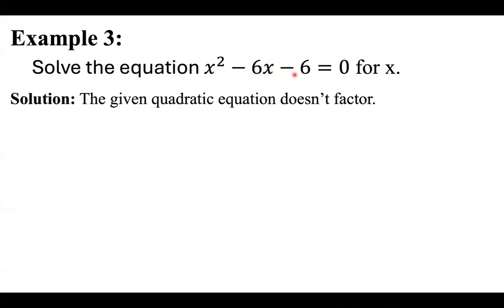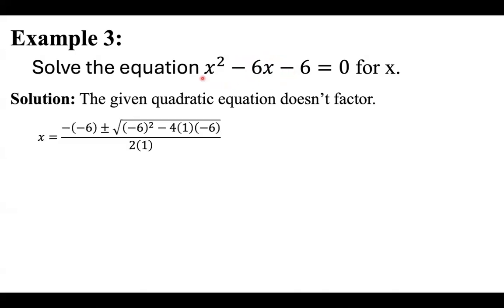So let's say I want to solve this by the quadratic formula. I have to label my a, b, c. Obviously, a is 1, b is -6, and c is -6, and plug it into the quadratic formula. You get this. Negative and negative makes positive. This gives you a positive 36. And then, of course, minus 4 times 1 is 4, times -6 is -24.